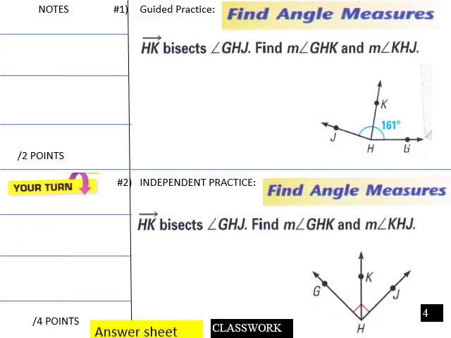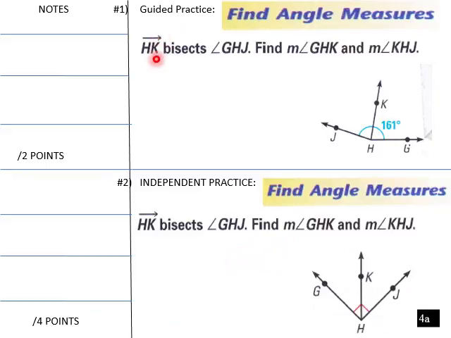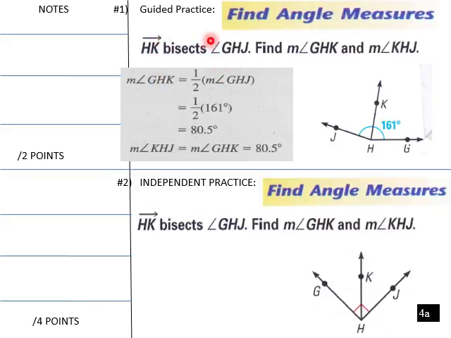Okay, first guided practice here. Students, we're going to do this one, and then this one's on you. So HK bisects GHJ. Here is this ray here, K. Find the measure of GHK and the measure of KHJ. HK bisects this angle here, 161. So what's 1/2 of 161? It'd be 80.5, wouldn't it?